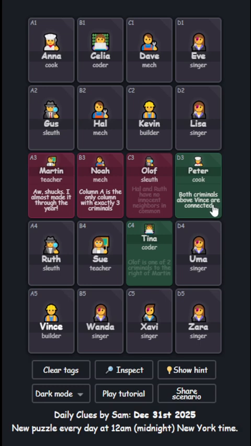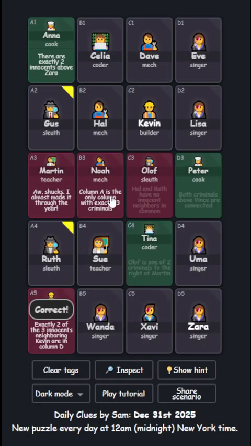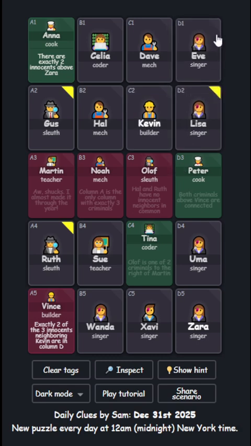Both criminals above Vince are connected, so there's one more criminal here, and Anna is innocent. Column A is the only column with exactly 3 criminals. We have 2, so there must be a third. Exactly 2 of the 3 innocent neighbouring Kevin are in column D. We have 1, which means there's another, and then there is a third somewhere over here, but we don't know exactly where.